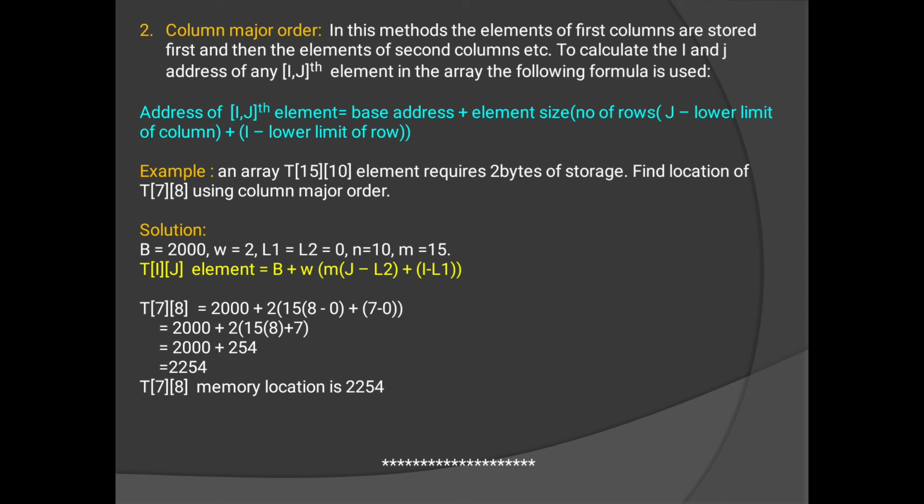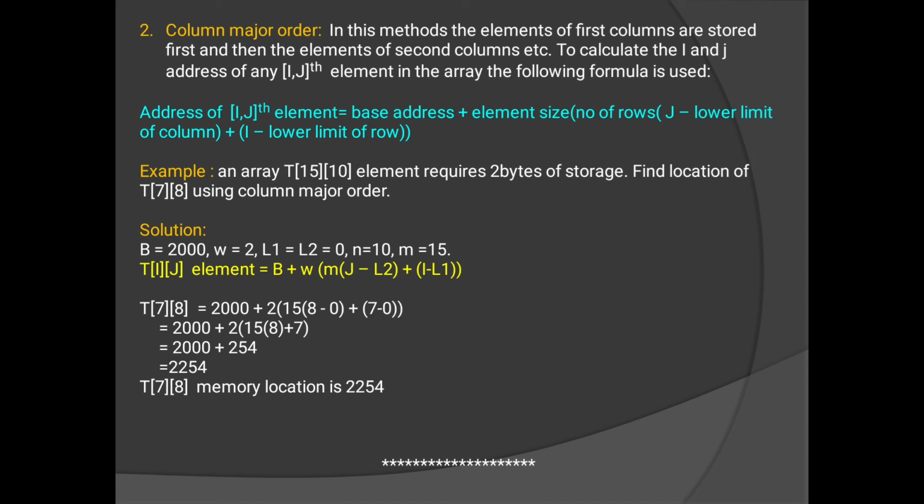So, the same example. Here the array is T, with 15 rows and 10 columns. The size of the element requires 2 bytes of storage. Again, we have to find the location of the array element T[7][8] using this column major order. The formula is the same as mentioned in the format.